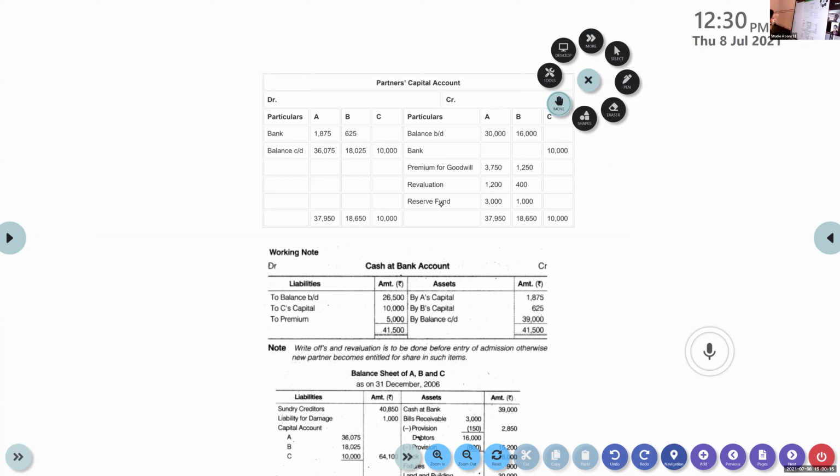Next, bank. It can be either cash or bank, both are correct. That is the capital brought by the new partner. The new partner is bringing 10,000 rupees. Next, premium for goodwill. Whatever goodwill is brought by him, we distribute it to the old partners in the sacrificing ratio.